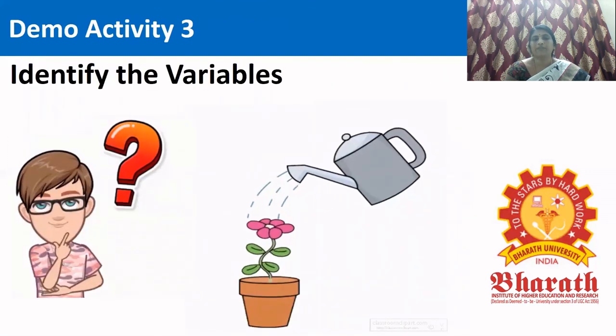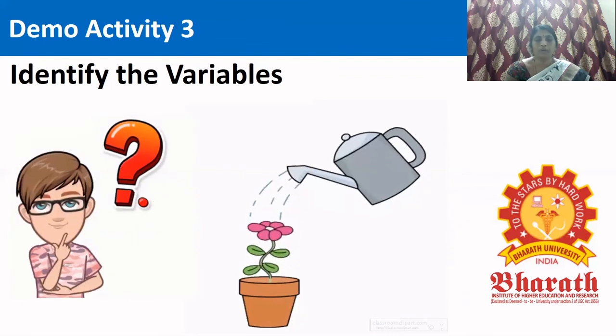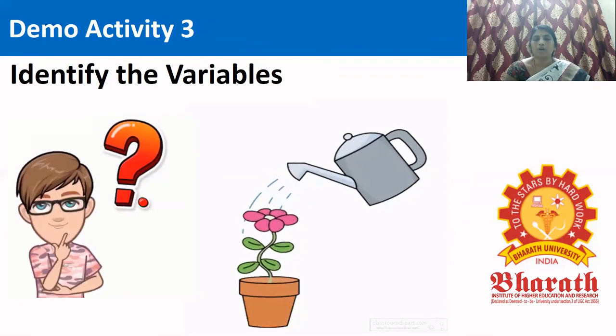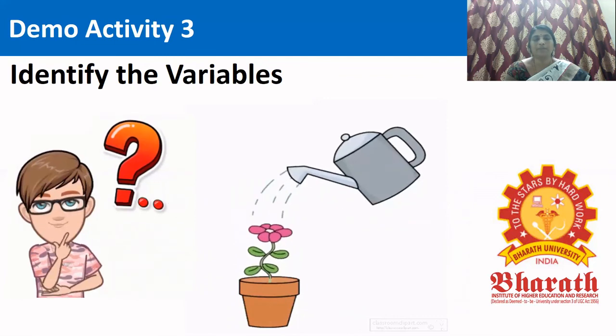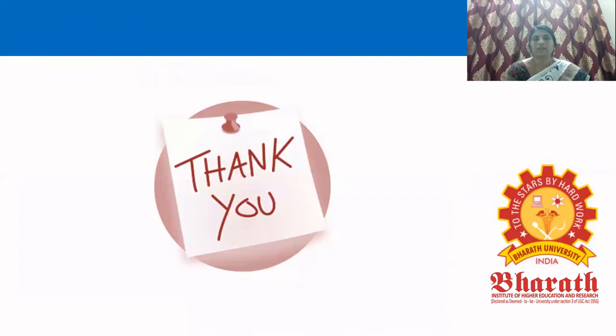Now you can identify the variable. The exercise is left to you. According to the amount of water and the growth of the plant, the variables are defined. Thank you.